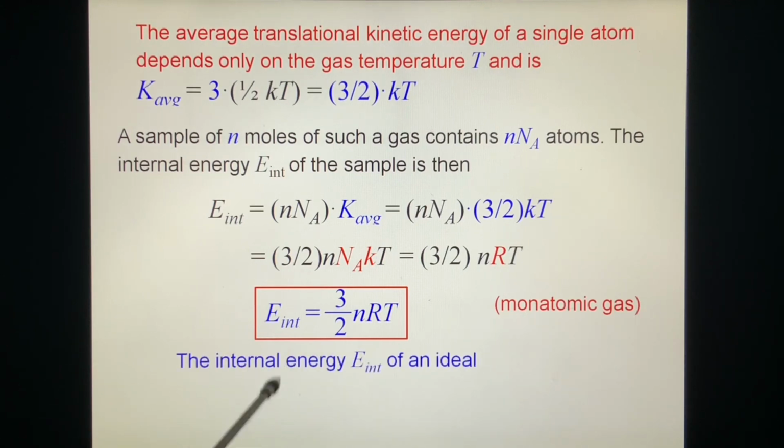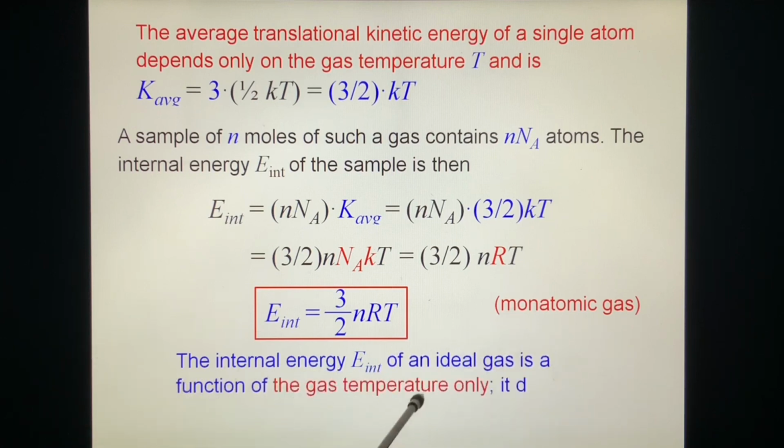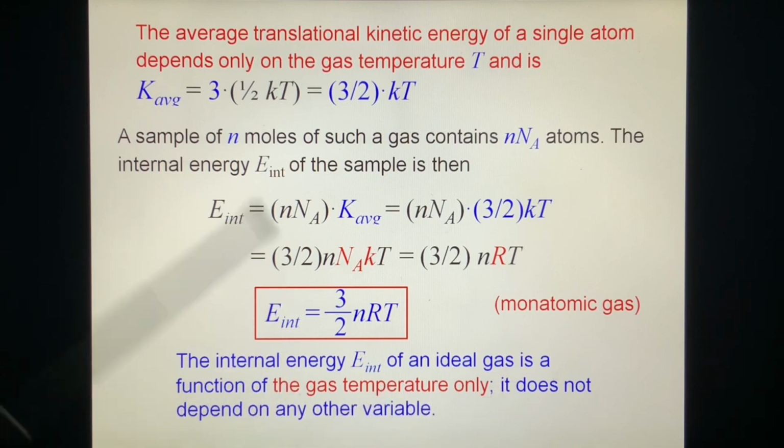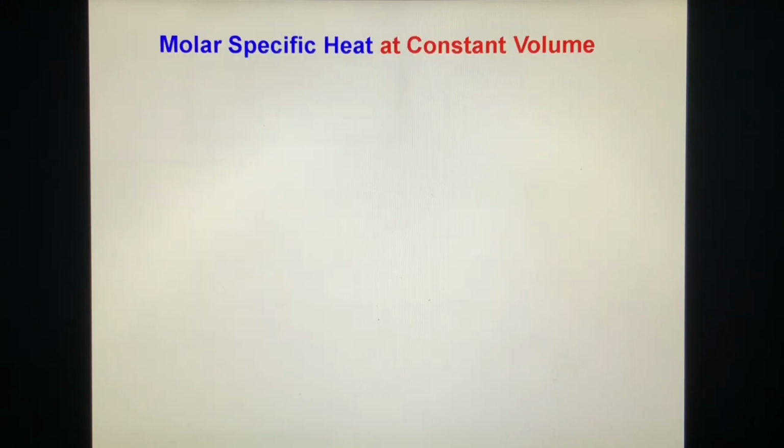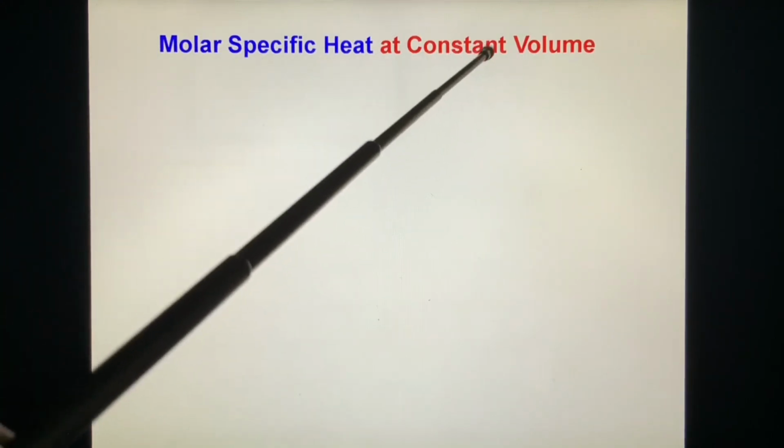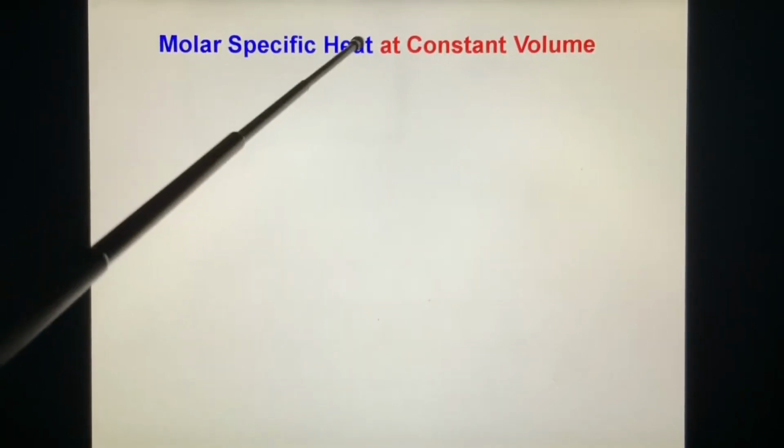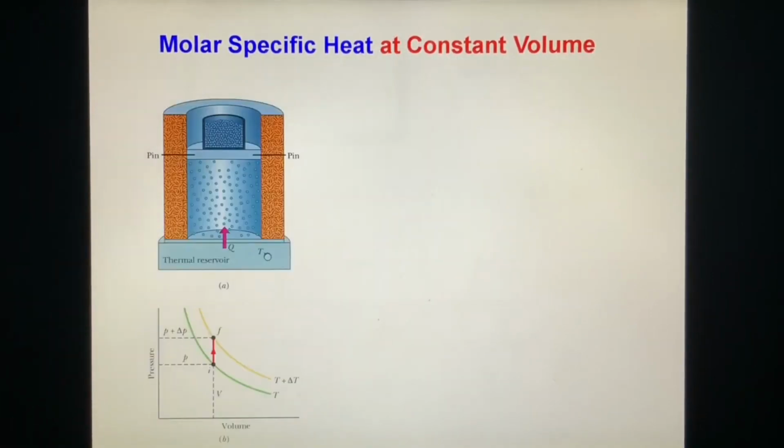The internal energy E internal of an ideal gas is a function of gas temperature only. It does not depend on any other variables like volume or pressure. Molar specific heat at constant volume. This is the specific heat at constant volume.